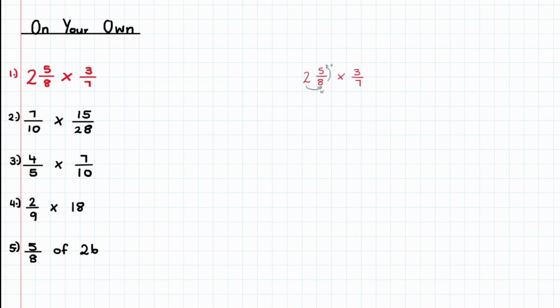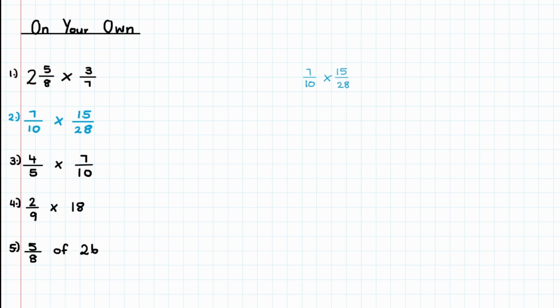For the first question, I'm going to turn 2 and 5/8 into an improper fraction, which gives me 21 over 8 times 3 over 7. I can cross-cancel the 21 and the 7 by dividing them both by 7, which gives me 3/8 times 3 over 1. When I multiply across, that gives me 9 over 8. 9 divided by 8 is 1 remainder 1, so my answer is 1 and 1/8.